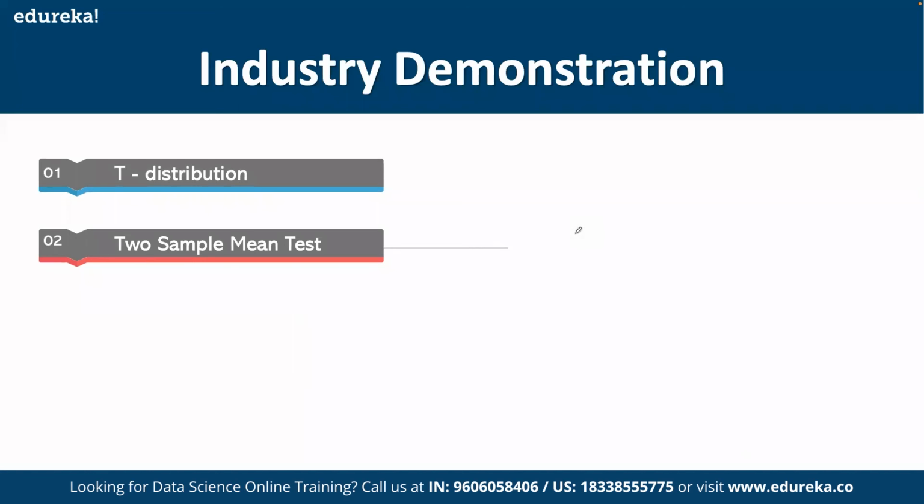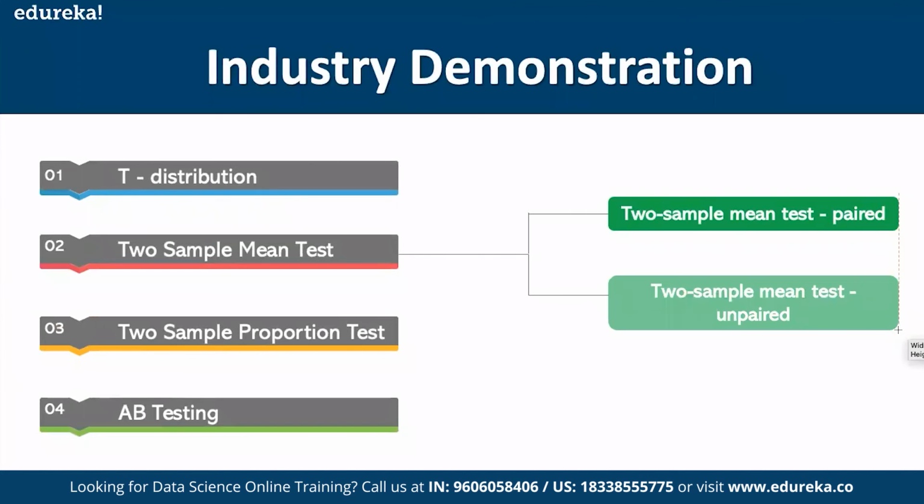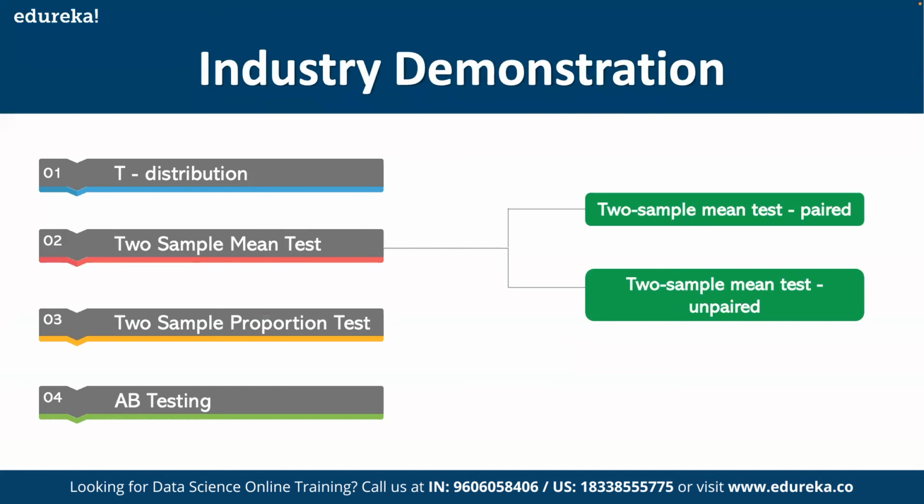Under this two sample mean test, we've got two sample paired test and two sample independent test. Let me show you what it would mean. Under the two sample test we've got paired and we've got unpaired or independent. This is another kind of testing that we have got, and we've got the two sample proportion test and the A/B test. So these are the various hypothesis tests that are available in statistics, which we can apply on a data set.